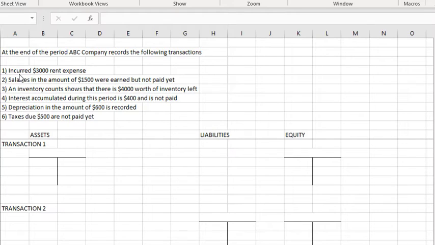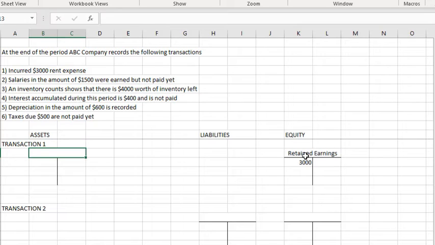The first one is incurring $3,000 of rent expense. And whenever we incur an expense, retained earnings is going to decrease by 3,000. And if you haven't watched previous videos, I highly recommend watching those videos because this is building on top of the previous videos.